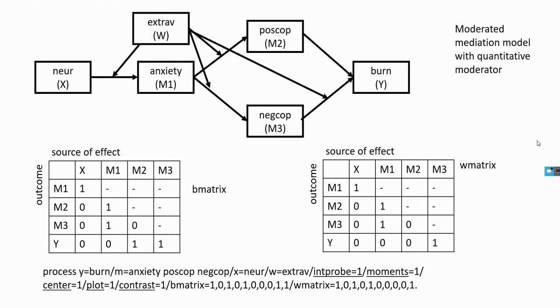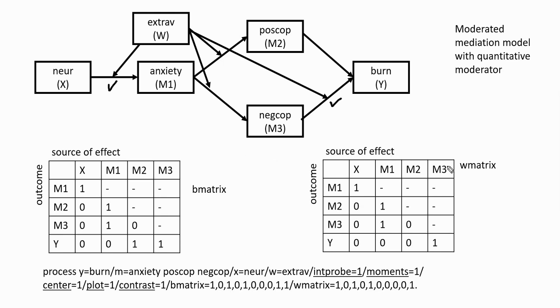Okay, so now let's look at another moderated mediation, basically just adding in a couple of other moderator effects. In this particular case, we are going to treat the effect of X on M1, neuroticism on anxiety, as being moderated by extroversion, and we're also going to treat the effect of negative coping on burnout as being moderated by extroversion.